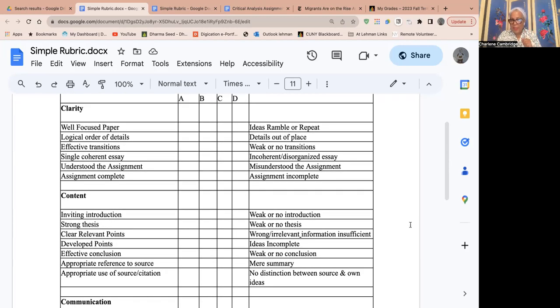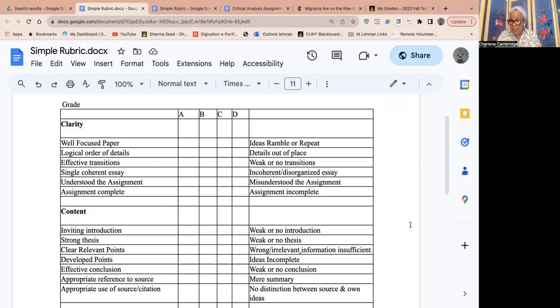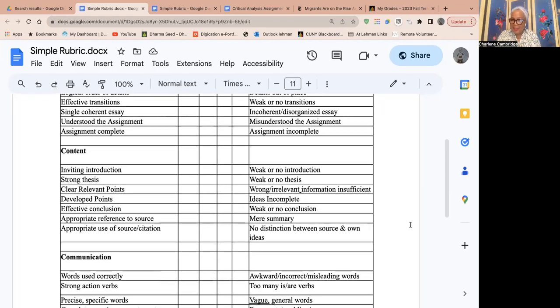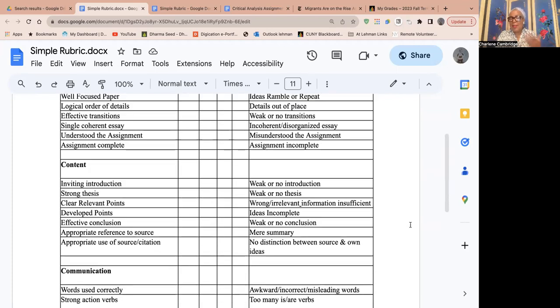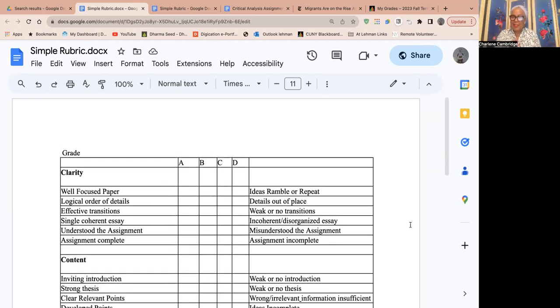So here we go. We're looking at different categories: clarity, content, communication, and then correctness. This is an alliteration, that is to say, everything starts with the same sound: clarity, content, communication, correctness. Sort of like she sells seashells.